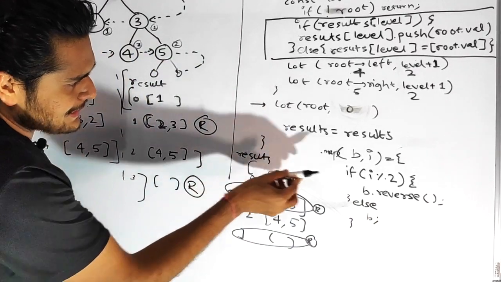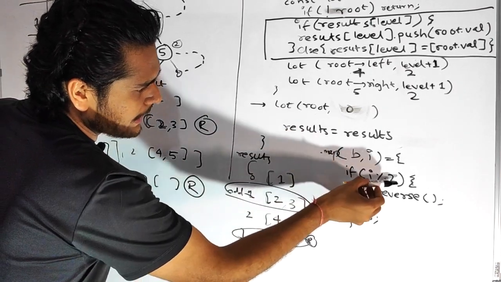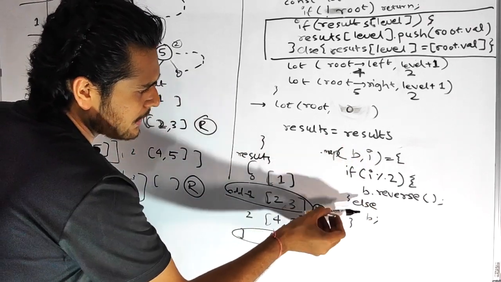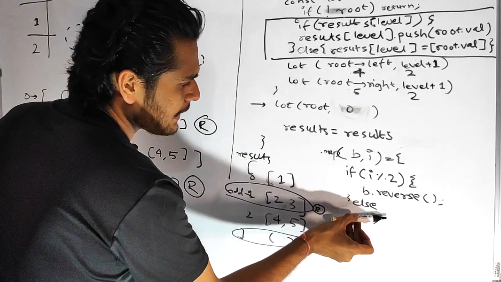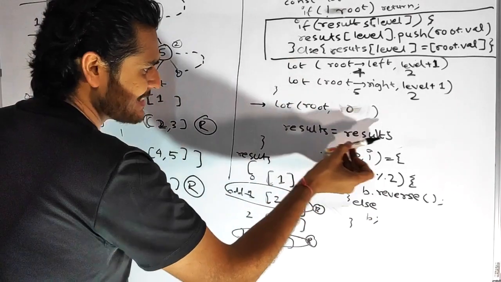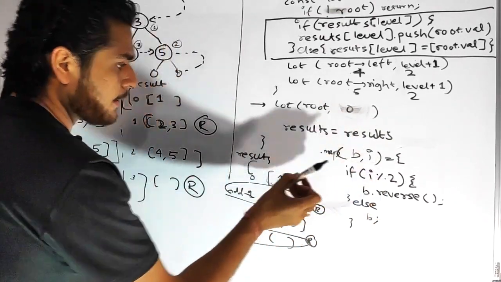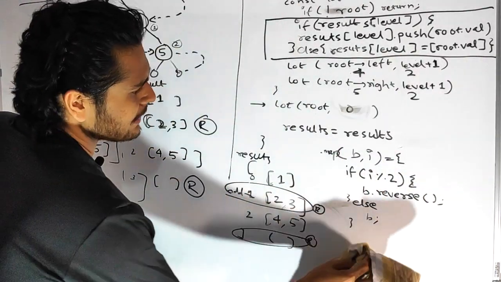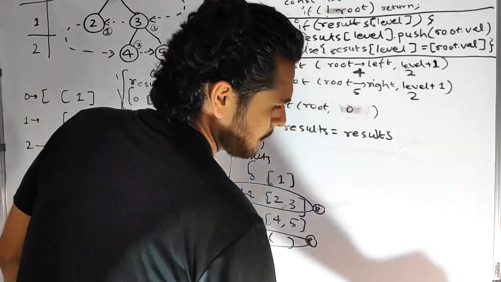So for each, it will map it, and in each map, if our I mod by 2 is equal to 1, it will reverse, else it will just return it normally. So for each and every even case, it will just return the b as it is, and for the case of odd, it will reverse and return. So instead of this if else, we can just write a ternary operator over here. Maybe let me write it once again.